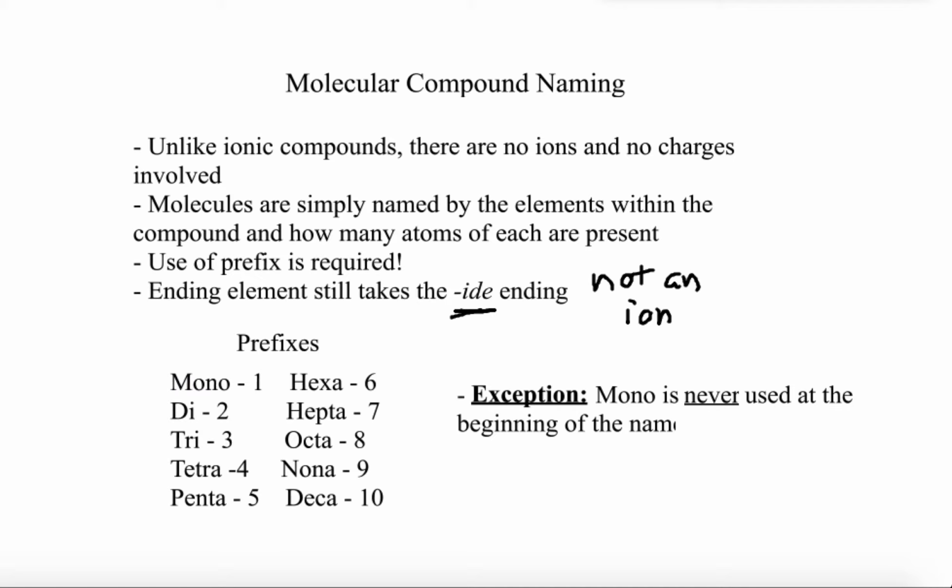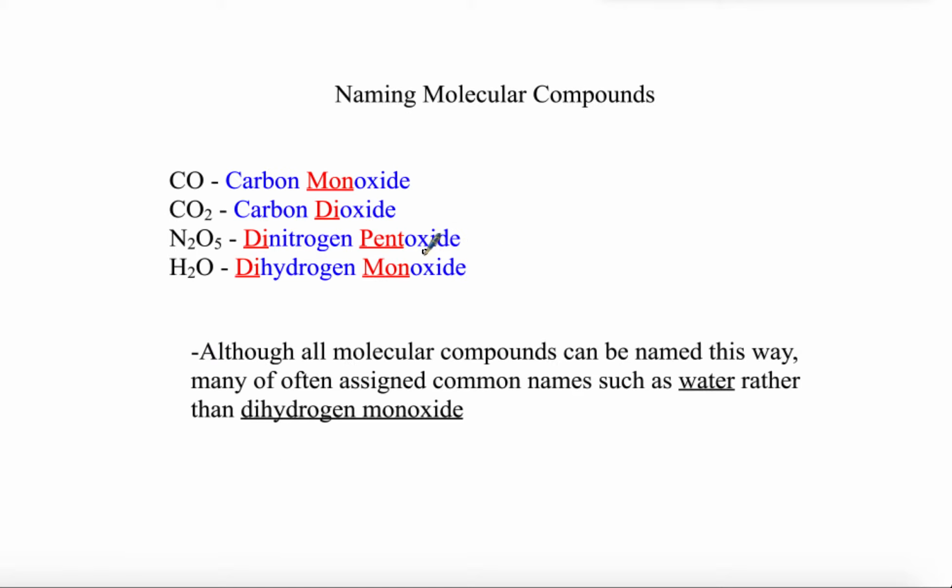Okay, so let's take a look exactly what I mean here. If I have a molecule like CO, the two elements here are carbon and oxygen. I have one carbon and I have one oxygen. So typically for one, we would use the mono prefix. Okay, the rule says you can't use mono to begin, so I'll go ahead and name it carbon. By writing just carbon, it tells me I have one carbon. I don't add a mono to the front.